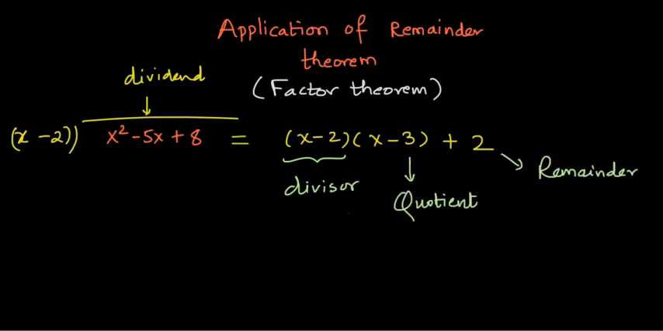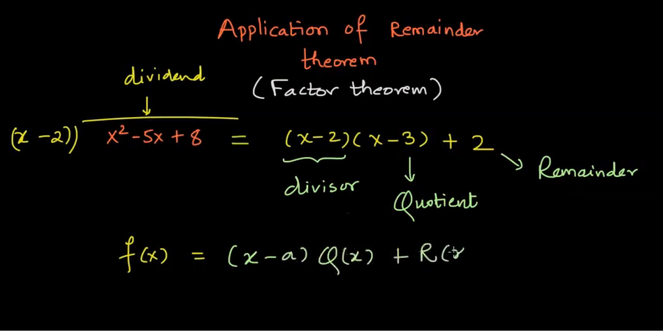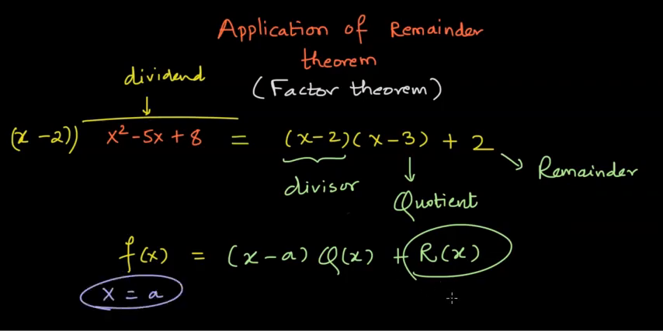If I generalize this, I can write any given polynomial with a divisor of the form x minus small a, and then there will be some q of x which is quotient, and then there will be some remainder r of x. And if I wanted to find what is the remainder whenever I divided any given polynomial with a factor like this, I can put x equal to a and get the value r of x. How? If I put x equal to 2 here, this goes away. The divisor and quotient multiplication goes to 0 and I'm only left with 2, which is remainder. And that's what the remainder theorem says.